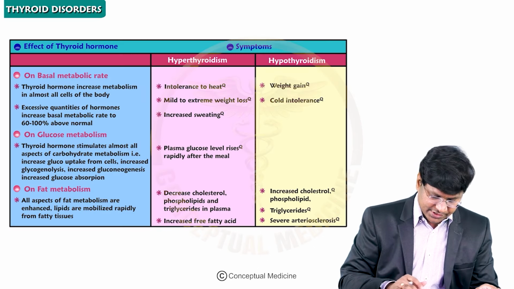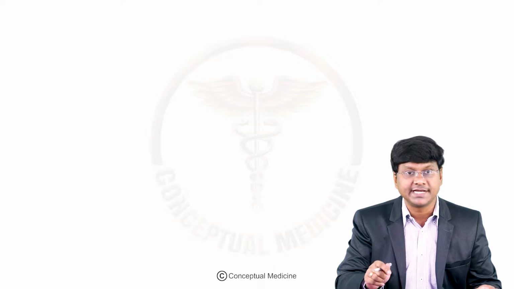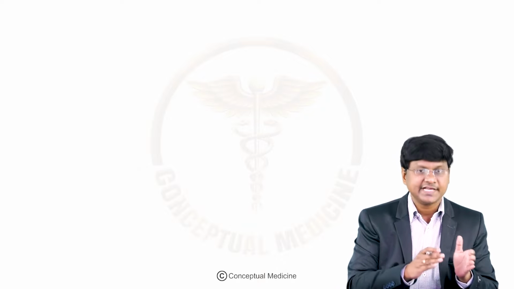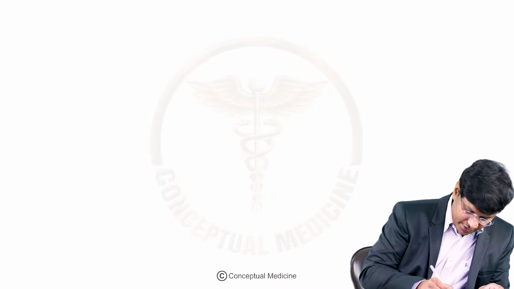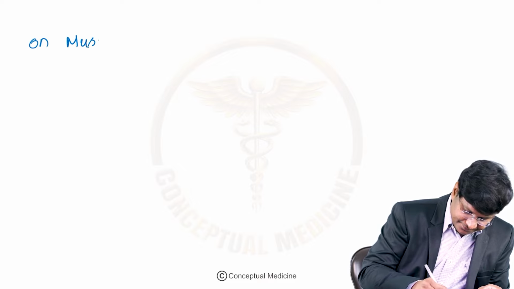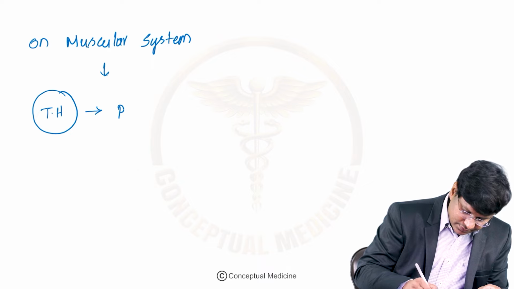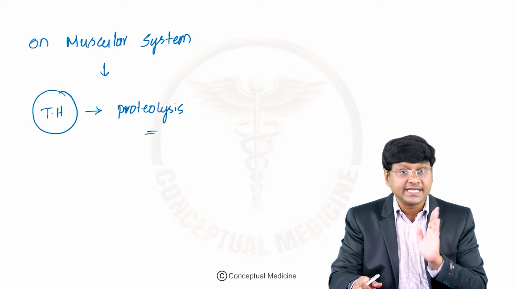Now, after having discussed the skin, you should know what will happen to the muscular system in patients with thyroid disorders. See, you take a muscle. Muscle is made up of protein. And what is the effect of thyroid hormone on protein? It will cause proteolysis, that is protein catabolism. So on the muscular system, thyroid hormone will cause proteolysis. Okay, so that means protein catabolism.